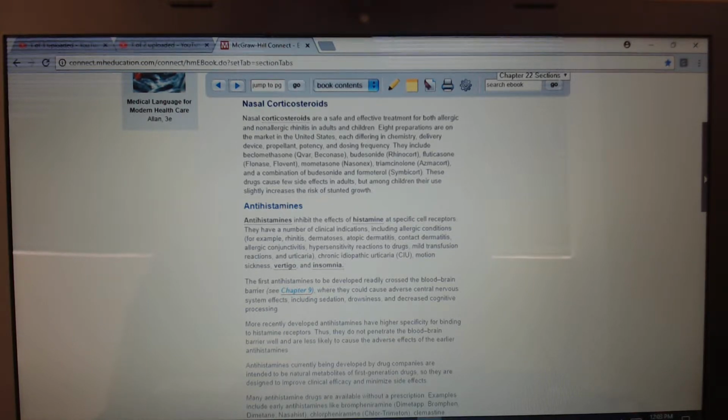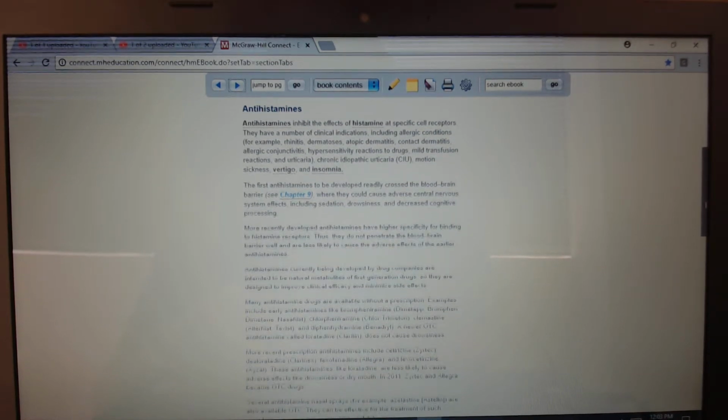Fluticasone is a very common one, so Flonase and Flovent. Nasonex, Asmacort, and a combination of budesonide and formoterol, which is Symbicort. Okay.